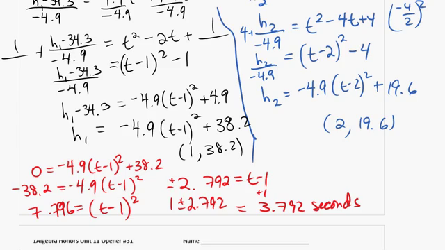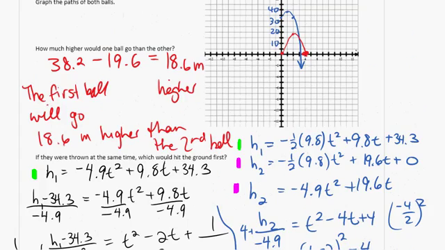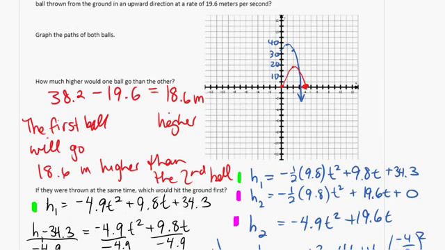So it seems like it does in fact hit the ground a little bit sooner. One hits it after 4 seconds, the other hits it after 3.792 seconds. So h1 is the answer for that, but just by a little bit, a little more than 0.2 seconds. So that's that.